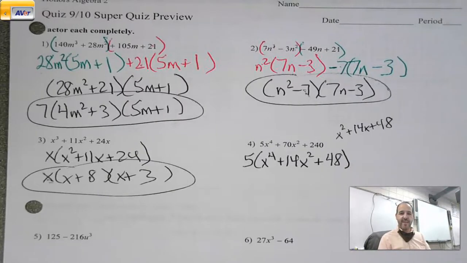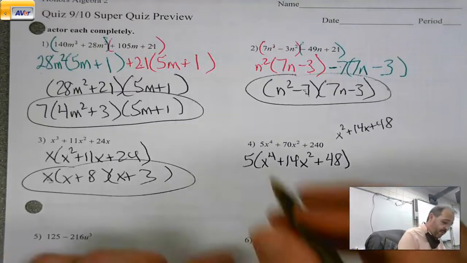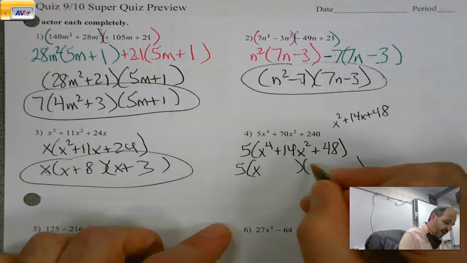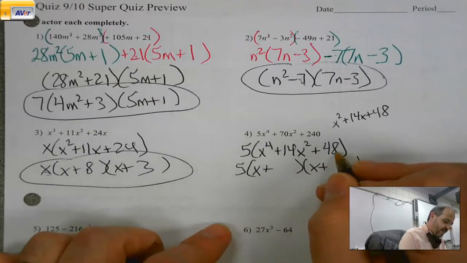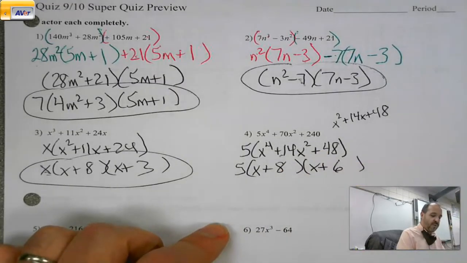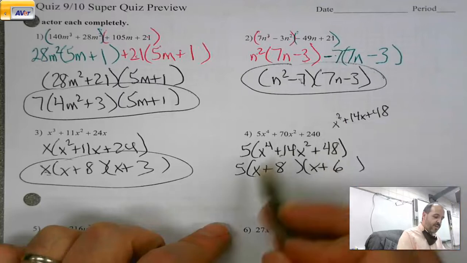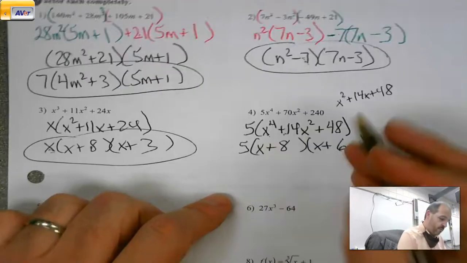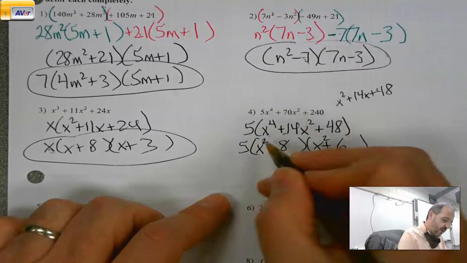You're like, well, I can factor that easy. Okay, do it. Well, if it was this, I'd do x plus 8 and 6 gets me to 14. Okay, so what's the difference? X squared is x times x. What times itself is x to the 4th? X squared and x squared.